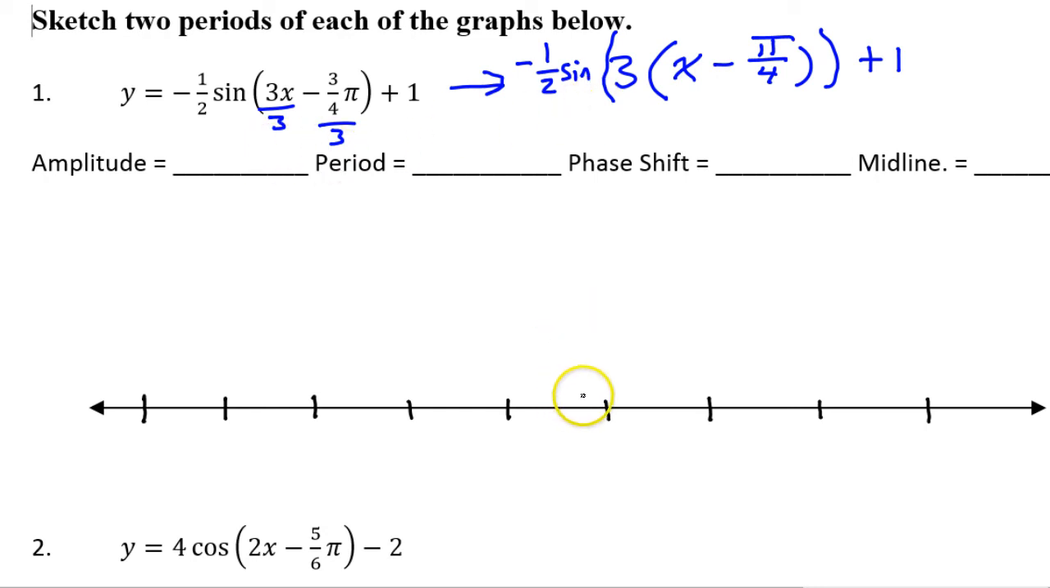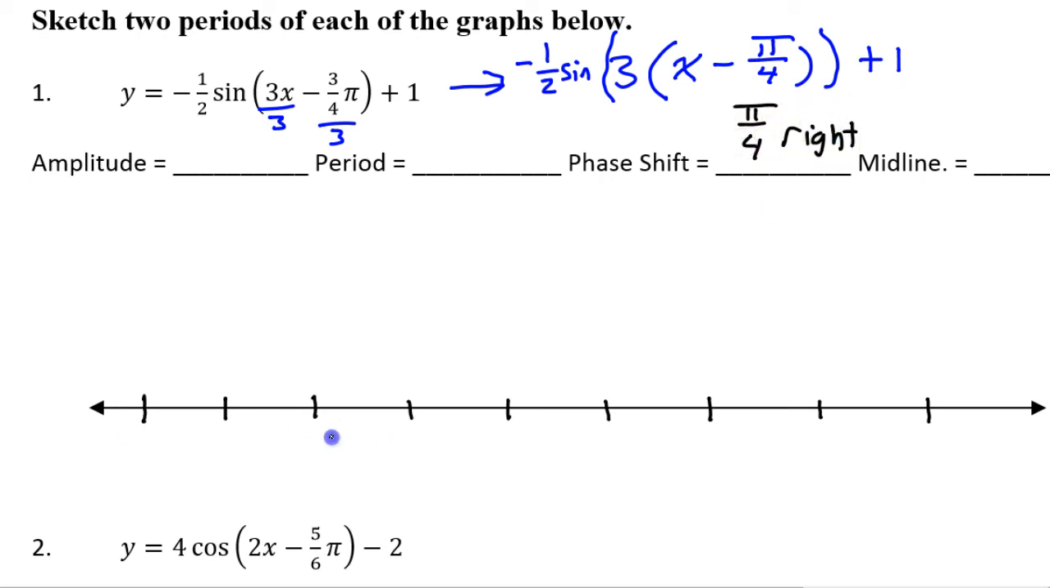The first step of my alternative method is I start with the phase shift. That's the first thing I put on my number line. So what is the phase shift? Looking at this equation, and class, please say something. What's the phase shift going to be? Pi over 4. Which direction? Right. All right. So the phase shift is going to be pi over 4 to the right.